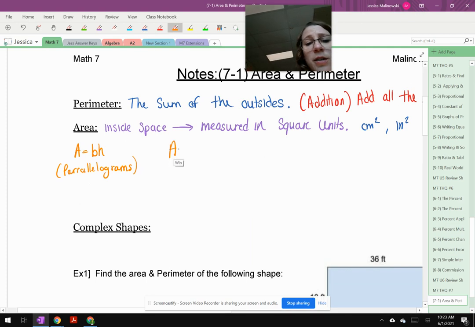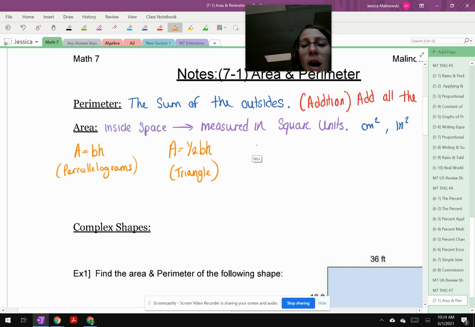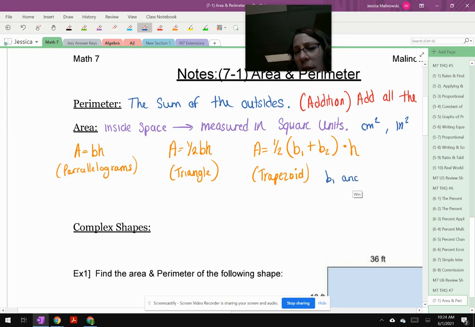If you're looking at your triangle, area of a triangle is 1/2 base times height, because a triangle is half of a rectangle or half of a parallelogram. And then the new one that we're going to look at today is the trapezoid formula, area of a trapezoid, where area is 1/2 base 1 plus base 2 times your height. B1 and B2 are the bases.